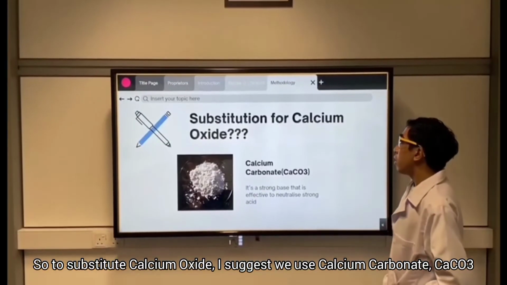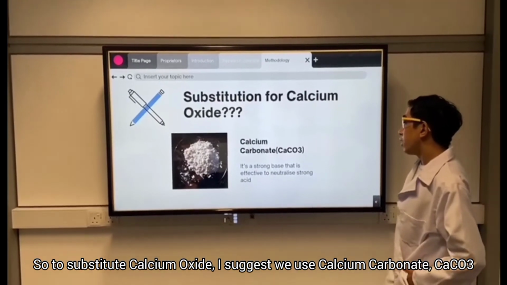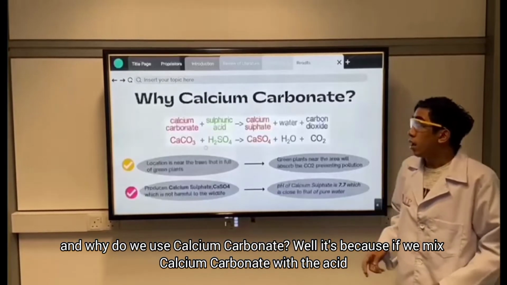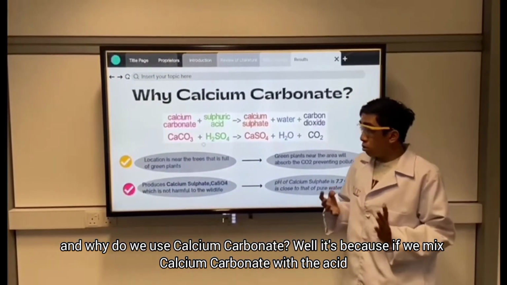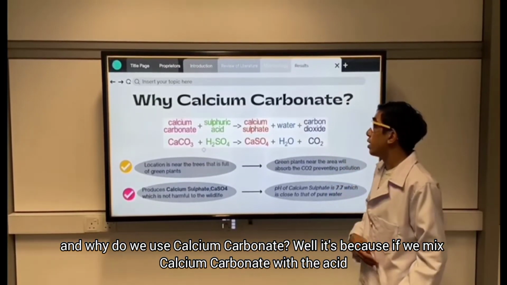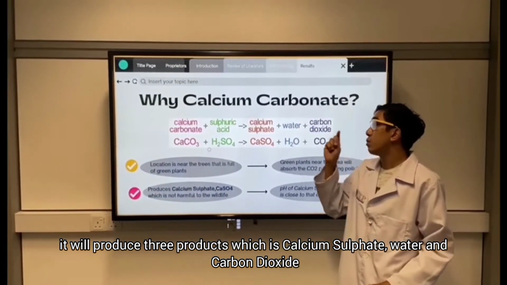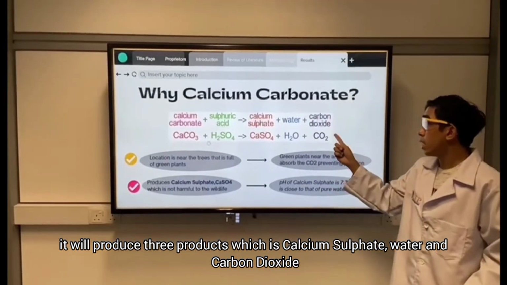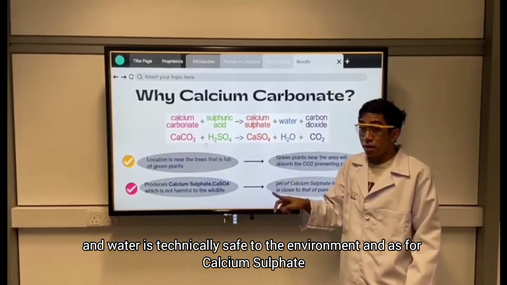So to substitute the calcium oxide, I suggest that we use calcium carbonate, CaCO3. And why do we use calcium carbonate? Well, it's because if we mix calcium carbonate with the acid, it will produce three products, which are calcium sulfate, water, and carbon dioxide. And water is technically safe to the environment.